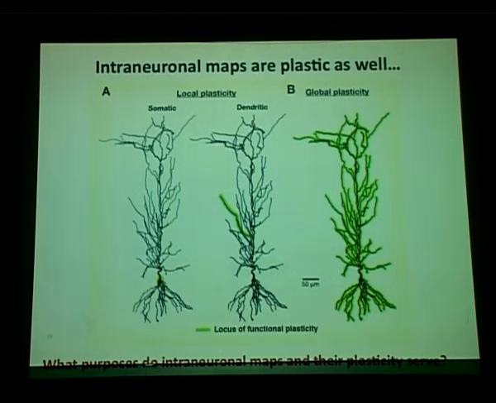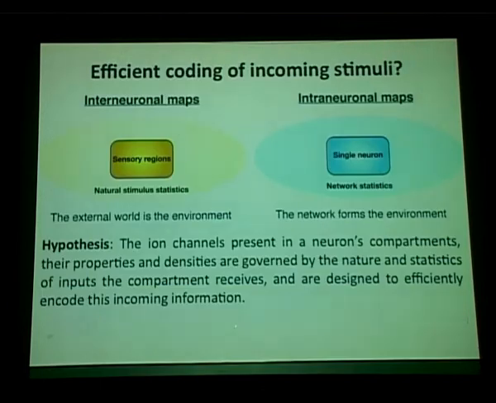So the question is, what purpose do intraneuronal maps and their plasticity serve? Right? So the hypothesis, which is again an extension from what we saw in the interneuronal maps, where the sensory regions were the system and the natural stimulus statistics were the input that is coming in, and you are trying to match the filters that are sitting over here to match with the statistics that is out over here in this faded yellow color thing, which is kind of invisible with this projector.